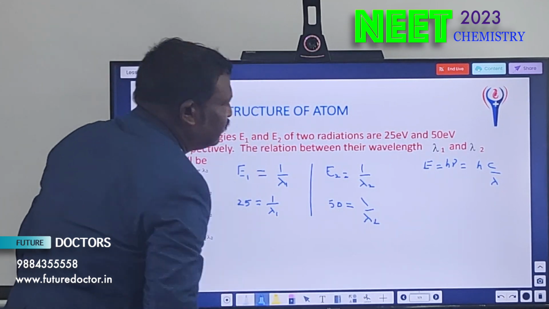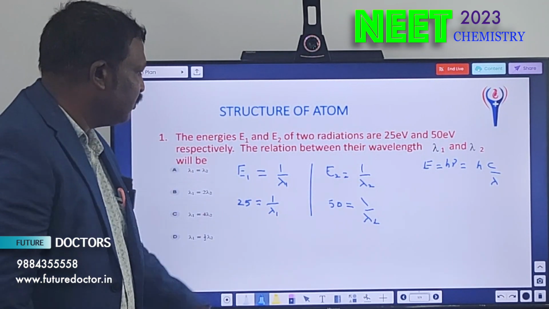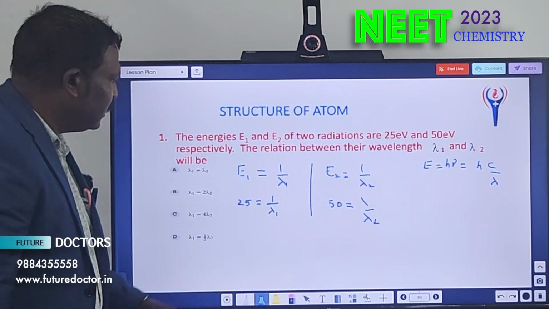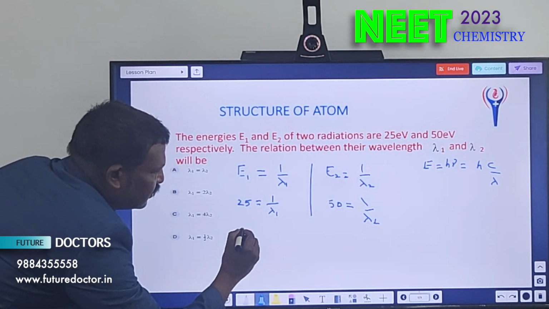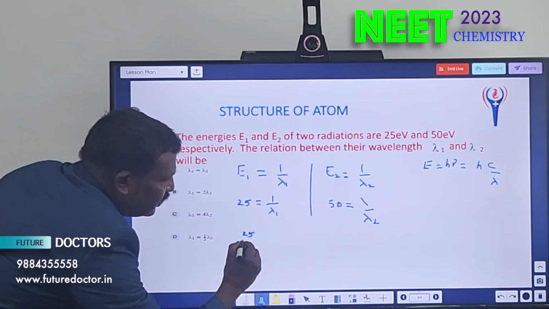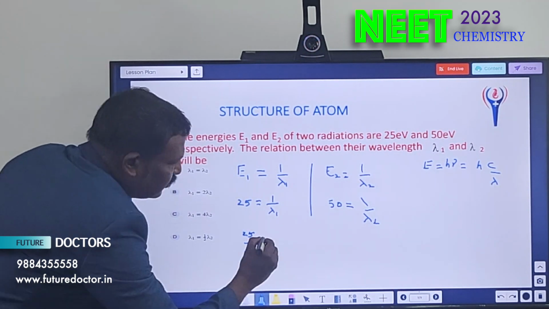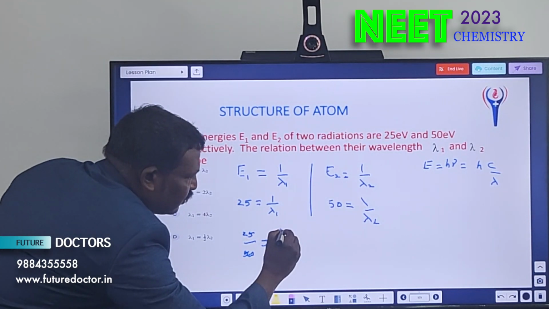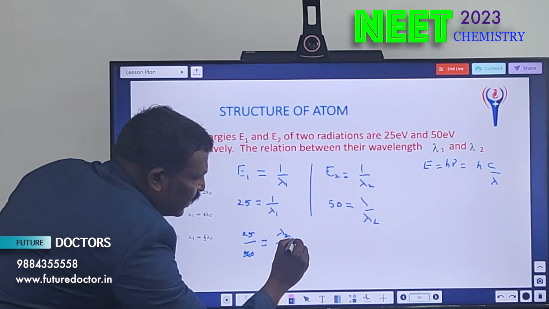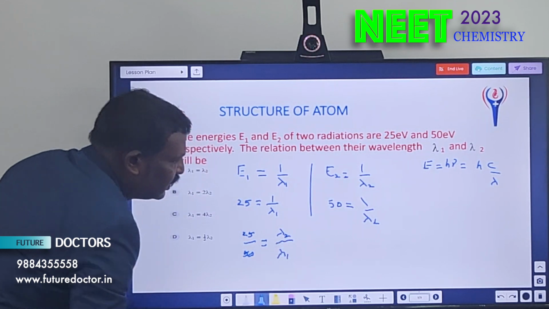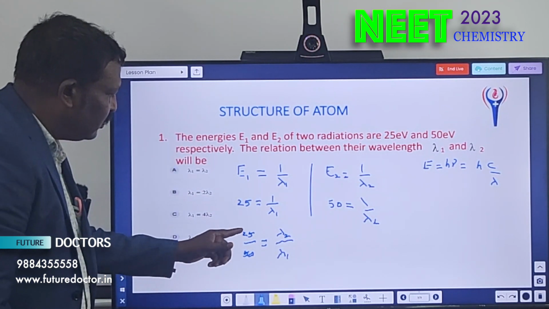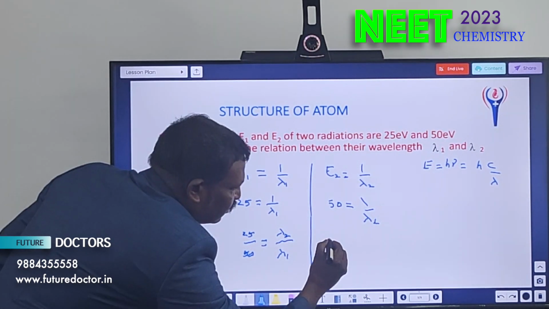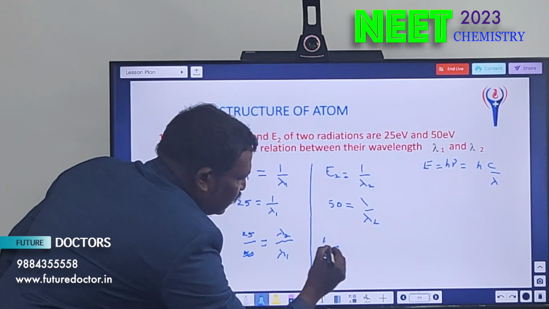So what's the relation between lambda 1 and lambda 2? This is the first equation, this is the second equation. Just divide equation number 1 by 2. So it will be 25 by 50, which is 1 by lambda 1 divided by 1 by lambda 2. It will be the reciprocal, lambda 2 by lambda 1. So 1 by 2 is equal to lambda 2 by lambda 1.